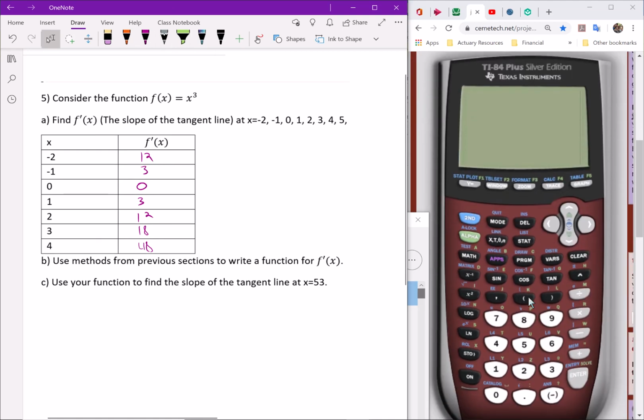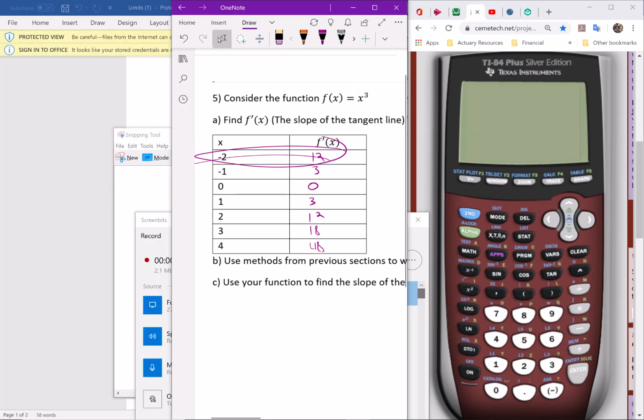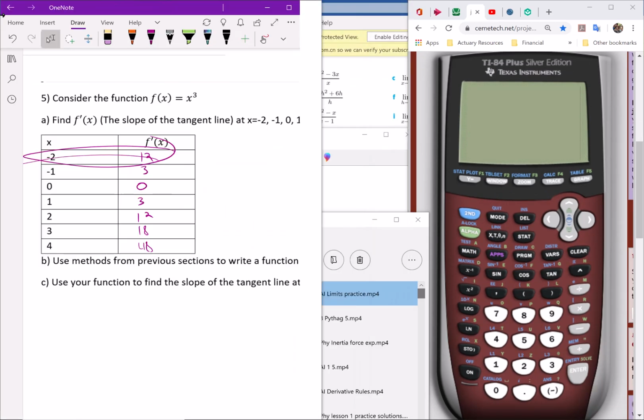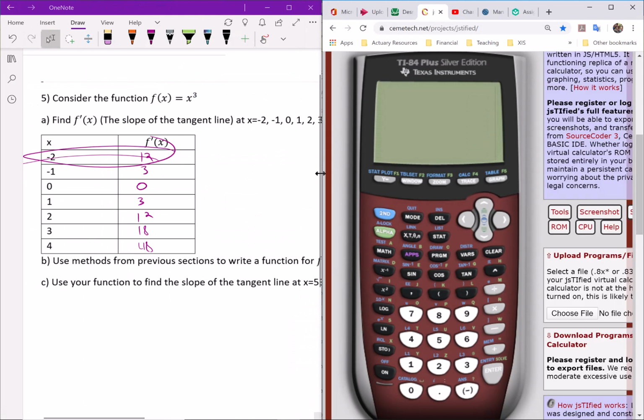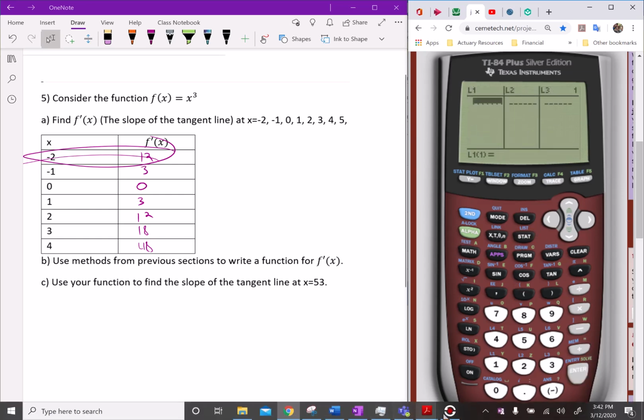And then what we're trying to do is figure out a function that models this relationship, right? So it's basically you're given some data and you're trying to model the data. What we did with that was we'd go to a list and enter this data into a list. So I'm going to go ahead and do that real quick.